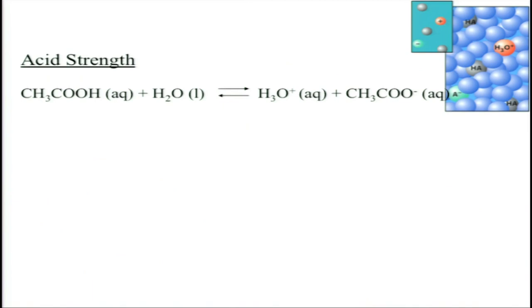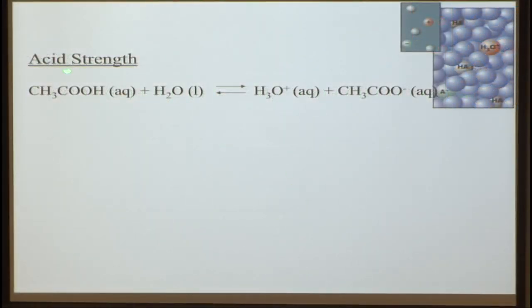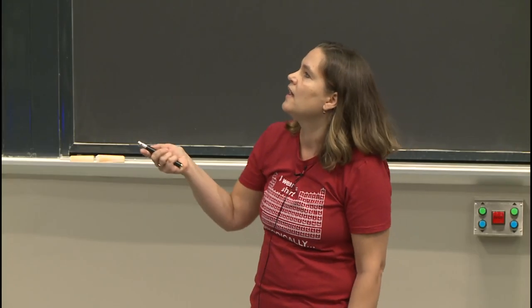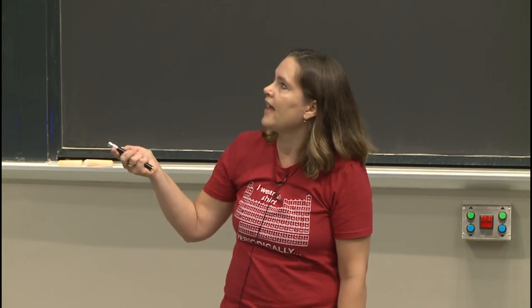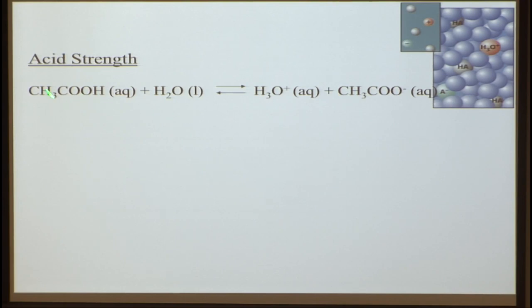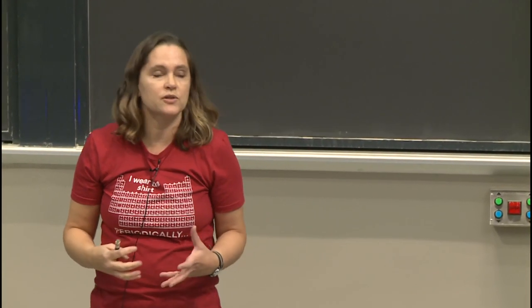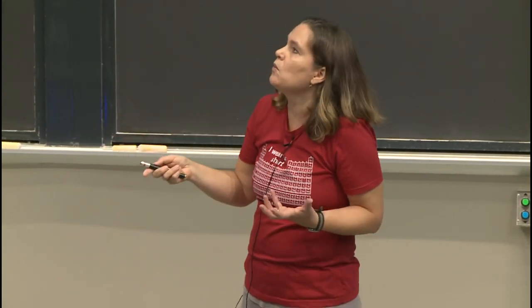Okay, strength of acids. So here we have some acetic acid, CH3COOH, aqueous, dissolved in our solvent, which is liquid water. And this is an acid, so it will give up a hydrogen ion or a proton to the water, which acts as a base, and forms our hydronium ions, H3O+, and also the conjugate base of the acid. So it's the acid missing H+, so CH3COO-.